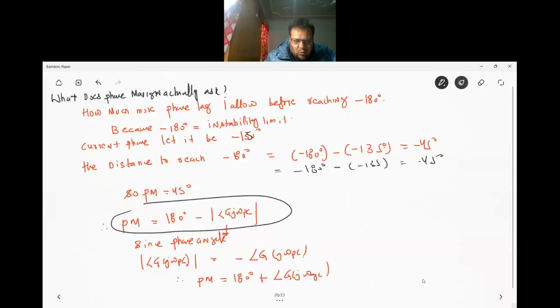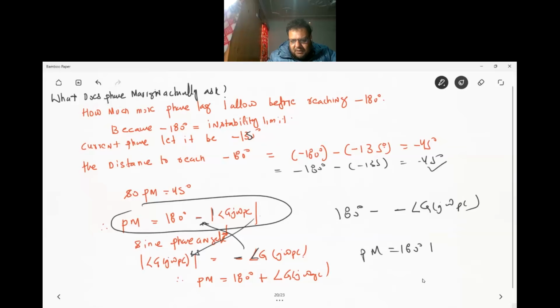Okay. So, phase margin is basically 180 degrees minus the magnitude of the angle of G(jω_pc). Now notice that the phase angle will always be negative. So the magnitude of this would be equal to minus the angle of this thing. That's why you are putting this minus angle here. So it is 180 minus of minus angle of G(jω_pc). Hence your phase margin would always be equal to 180 degrees plus the angle of G(jω_pc).